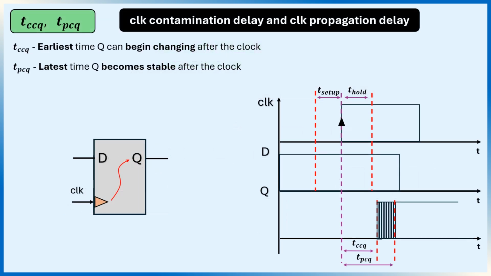Before we begin, let's quickly review what we learned in the previous video. We refined our clock-to-queue model and learned that a real flip-flop has two different clock-to-queue delays. Clock-to-queue contamination delay, the earliest time the output can begin changing after the clock edge, and clock-to-queue propagation delay, the latest time the output is guaranteed to become stable. These two delays are used in the hold and setup constraints. Now let's see how the clock itself can affect those constraints.